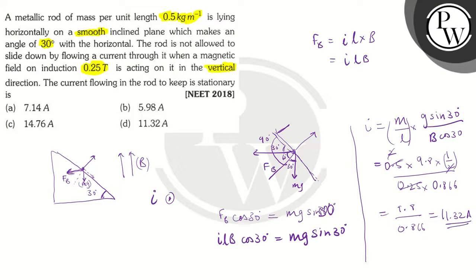ठीक है बच्चों, so this is the answer which we were looking for. Let's check the options. 7.14 is the first option, this is incorrect. 5.98 is also incorrect. 14.76 is incorrect. Option D says 11.32, so this is the right answer.